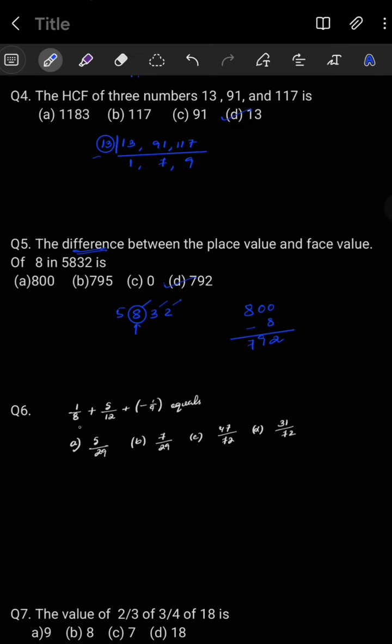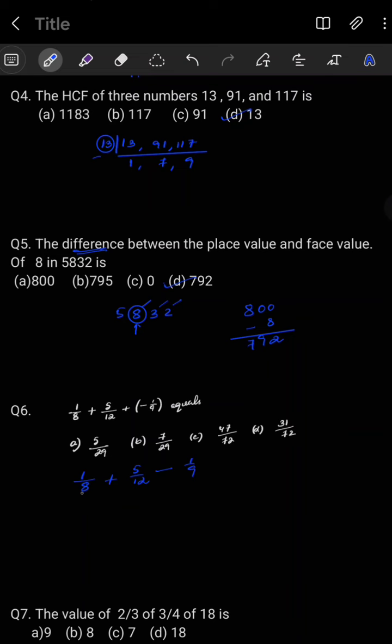Now next question they ask here, 1 by 8 plus 5 upon 12 plus minus 1 upon 9 equal to. Here you have to simplify. Let's write the question first of all. Here it is 1 by 8 plus how much? 5 by 12. Then what? You can see here plus into minus is what? It is a minus, you can write. So 1 by 9.